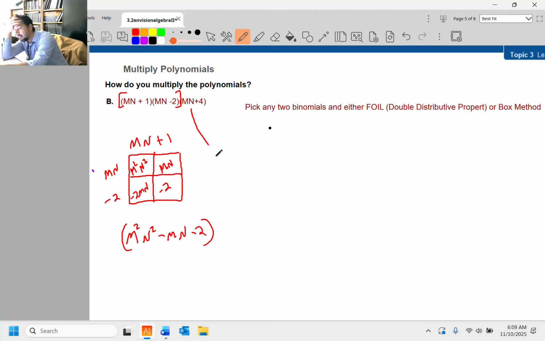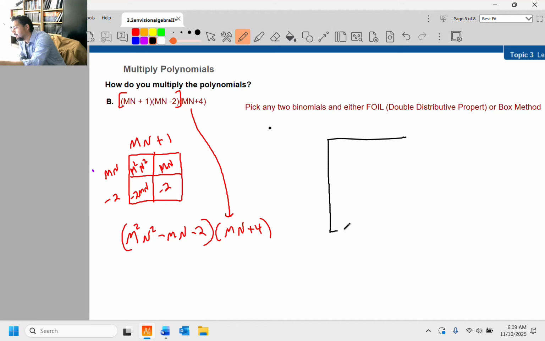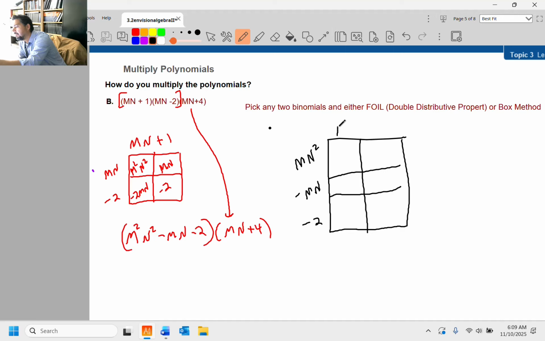Now, there's still this guy. Now, a lot of kids will stop here and be like, oh, that's an answer choice. I'll pick that. Or they just stop. There was more to do, right? Looks to me like there was. Doesn't really matter which one you put where. I'm going to put this along the side here. m squared n squared minus mn minus 2, and then mn plus 4.